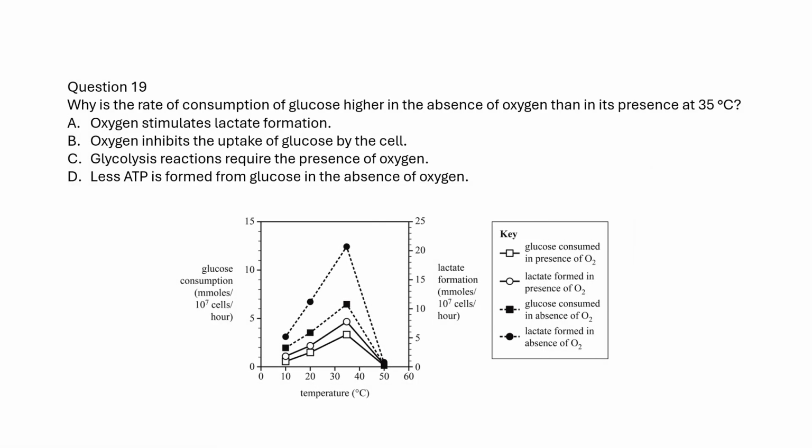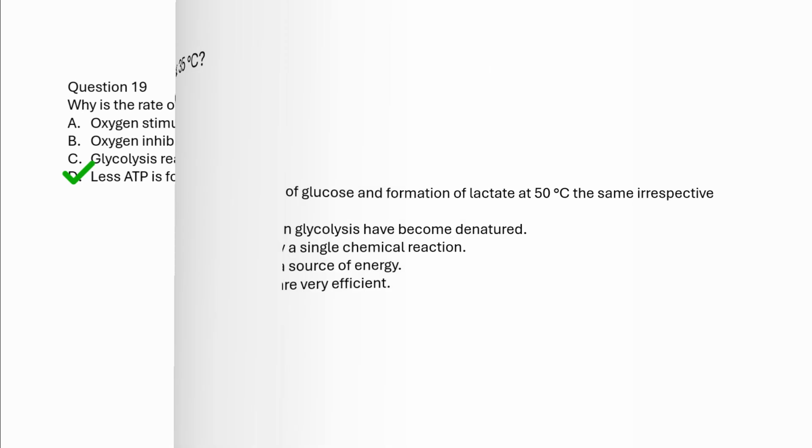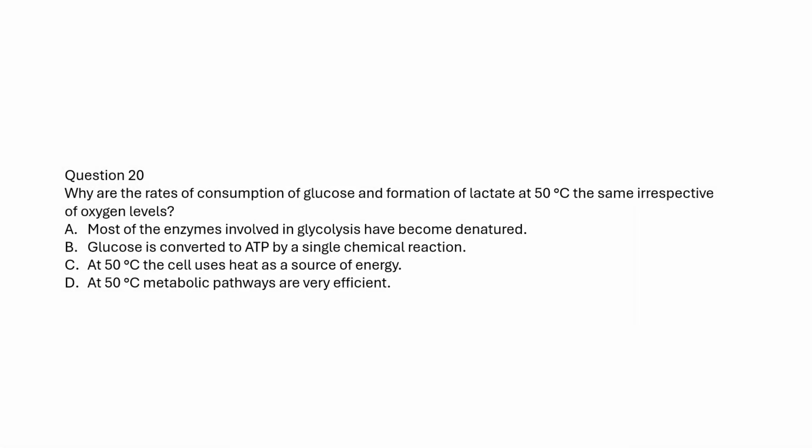In the absence of oxygen, cells undergo anaerobic respiration. Under anaerobic respiration, one glucose molecule produces less ATP than aerobic. So, D is correct. At the high temperature, three-dimensional structures of proteins are broken and enzymes lose their functions. So, A is correct.